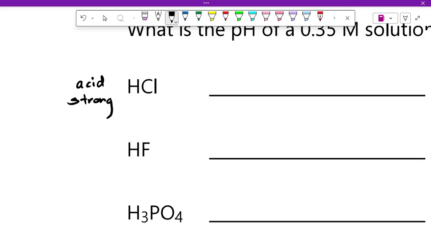So go through each of these and decide, is it an acid, is it a base, or is it a salt? If it's an acid or a base, is it strong or is it weak?